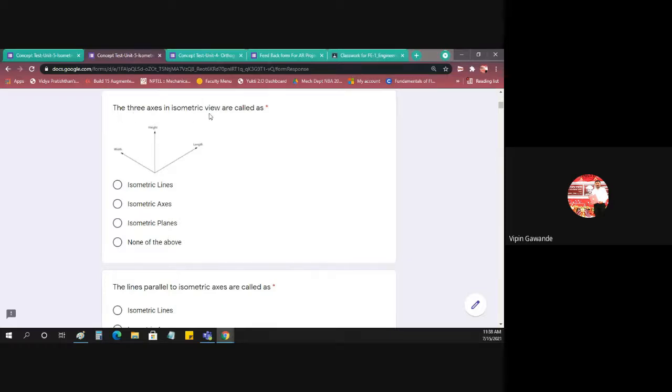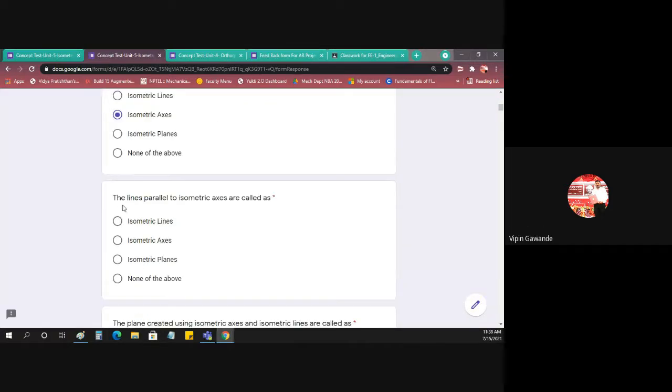Okay, then we have discussed this one. The three axes in the isometric view, these are called what? These are called isometric axes. Okay, so the length, width, and height. So length here, height, and width. We can take length here also. If you take length here, width will come on this axis. So the three axes in isometric view are called the isometric axes.